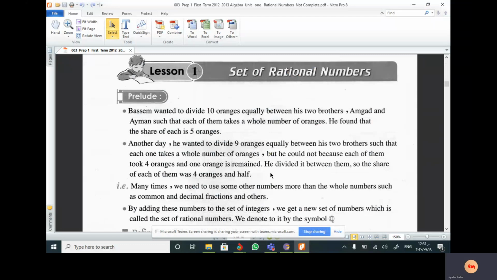At first, I'll talk about what's the meaning of rational numbers. This is prelude. Basim wants to divide 10 oranges equally between his two brothers. Basim here, he will divide 10 oranges between his two brothers. So he will divide 10 divided by 2, it will be 5. He gets whole number 5.